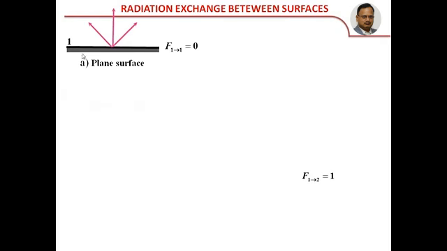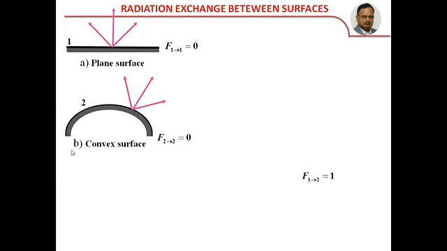Let us consider a plane surface like this. It continuously emits energy in all directions. No energy emitted by this will come and fall on this. Therefore, the shape factor F with reference to surface 1 to itself, F11, is 0.